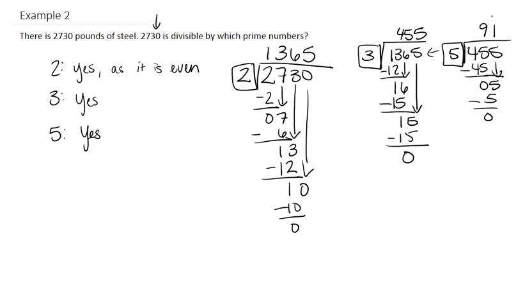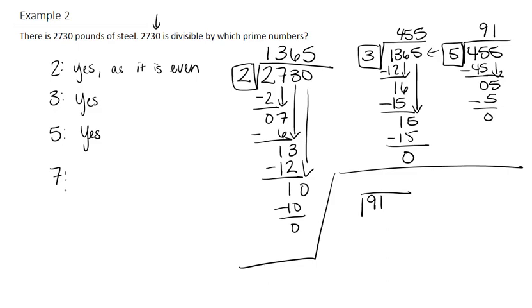Now we look at 91. And the next thing we do is we're going to see with 7 if it can be divided by 7. So we put 7 on here. And we start to use long division. So 7 can go into 9 one time. So 7 times 1 is 7. We go ahead and subtract.